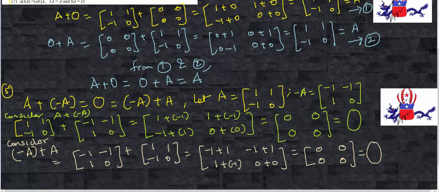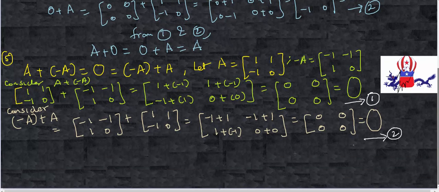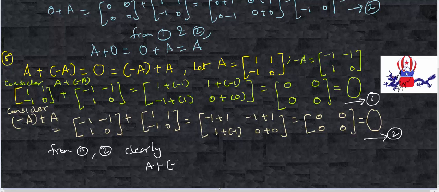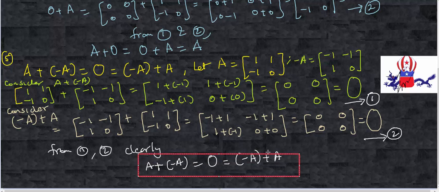Now clearly, if you name this as 1 and this as 2, you can conclude from 1 and 2 clearly, what do we see? A added with its negative produces a null matrix, which is also produced when negative A is added with A. So this is the property that they want us to understand. So that's going to be property number 5.